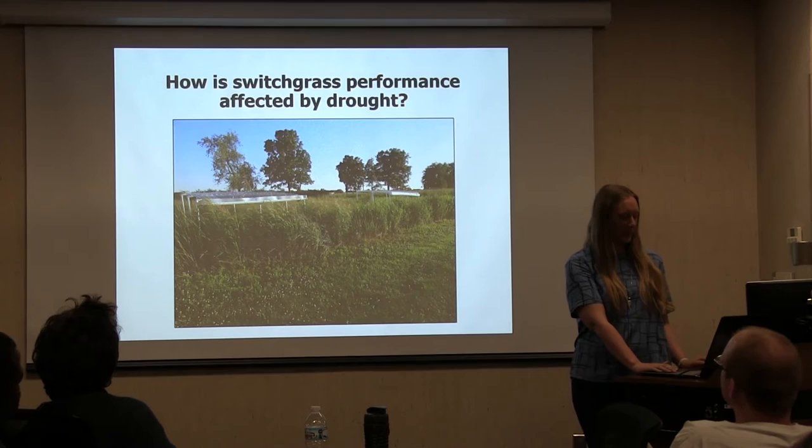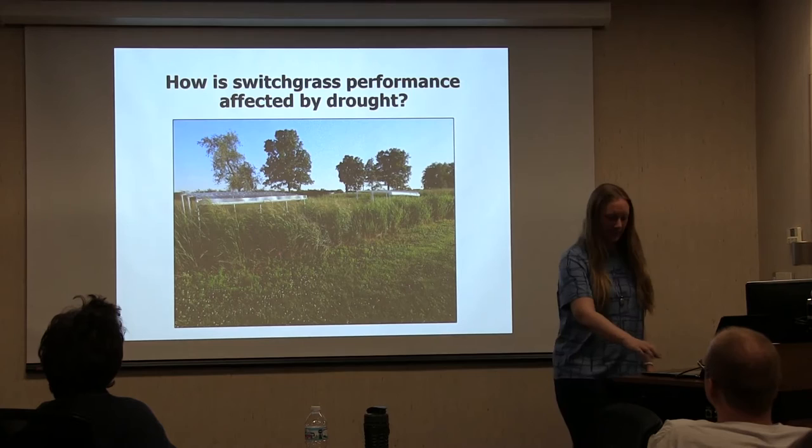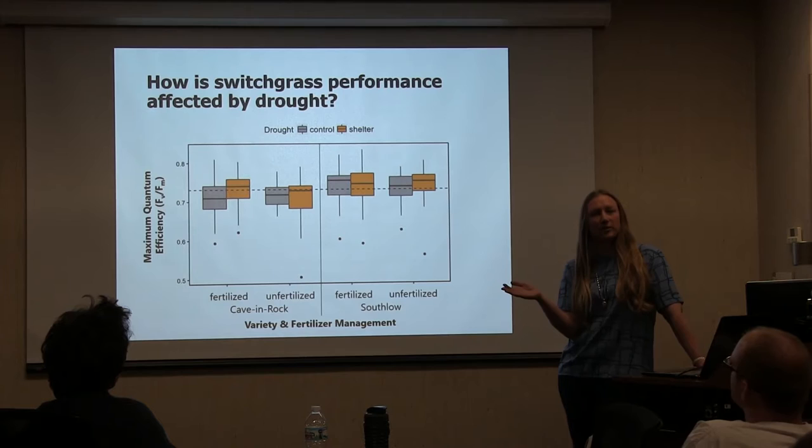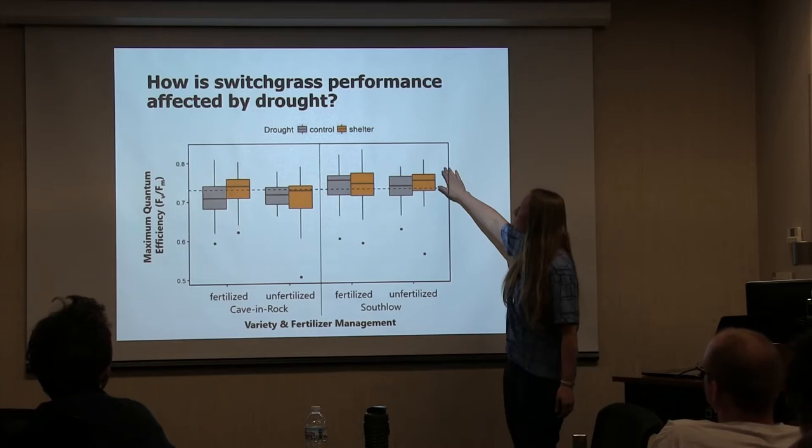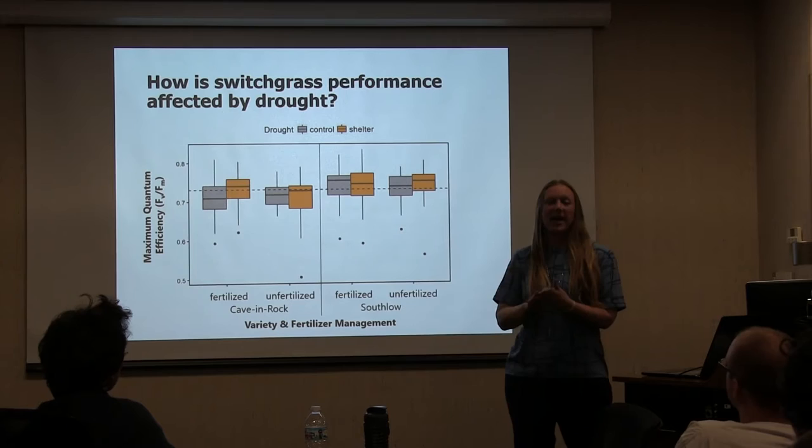So then we want to look at drought. And so we have these shelters. Here are the shelters over the switchgrass plots. And here I'm showing this maximum quantum efficiency. So the theoretical level at which you'd expect to see most plants be no higher than 0.8, it's about the top level that you would expect for this parameter. And so anything that's significantly lower than that represents some form of damage to these plants.